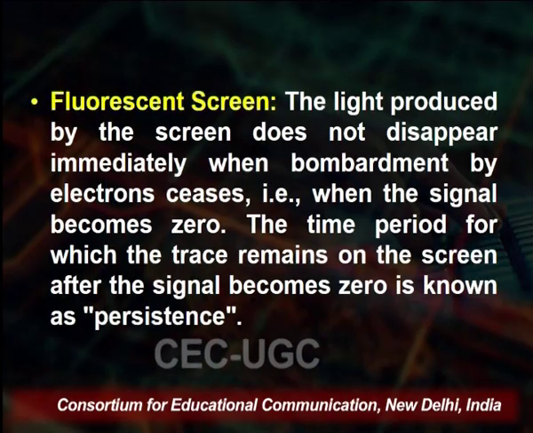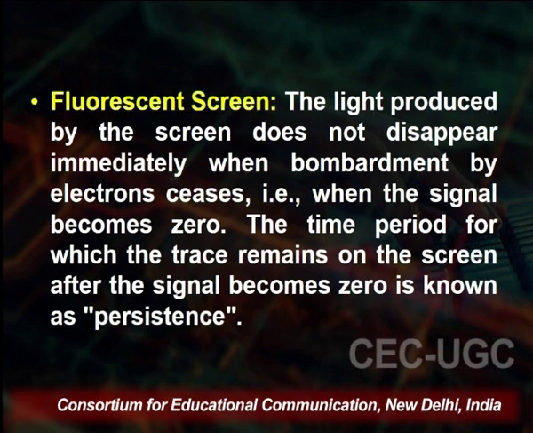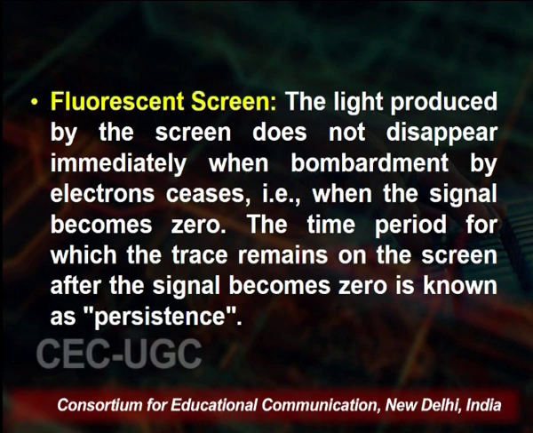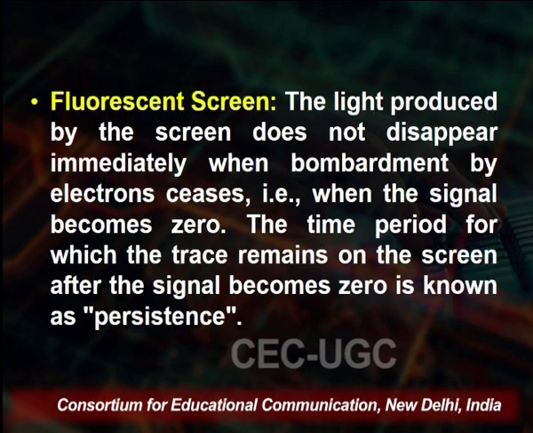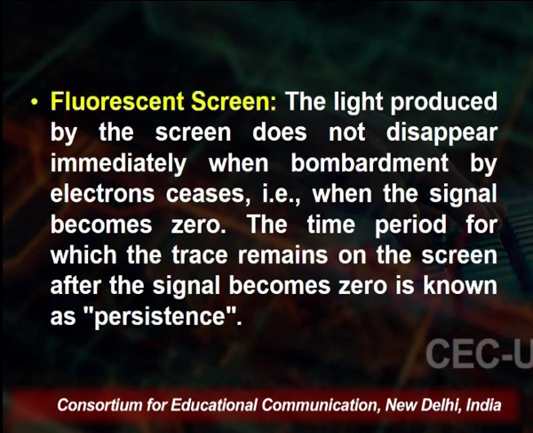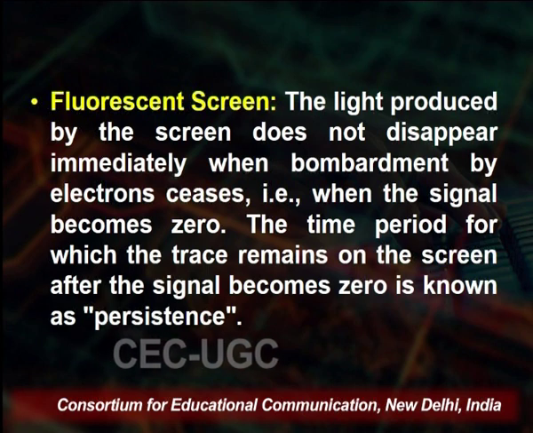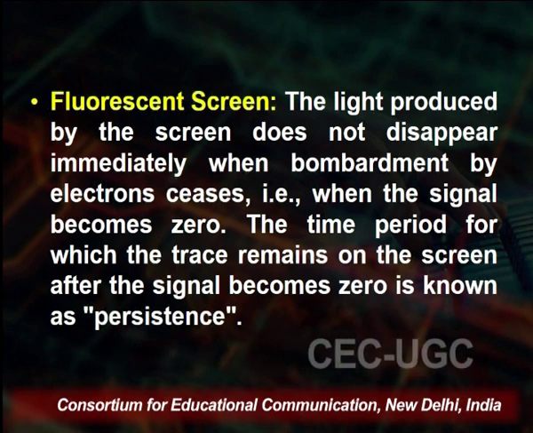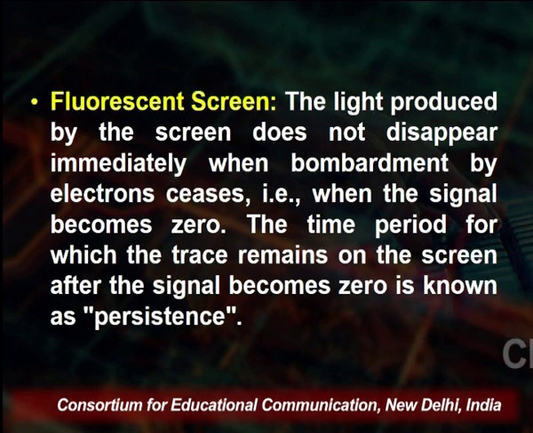So, when the voltages are applied simultaneously, the deflection will be the resultant of the horizontal plate as well as the vertical plate. Next part is the fluorescent screen, that is the display screen. The light produced by the screen does not disappear immediately when bombardment by the electrons ceases. That is, when the signal becomes 0, the time period for which the trace remains on the screen after the signal becomes 0 is known as the persistence.